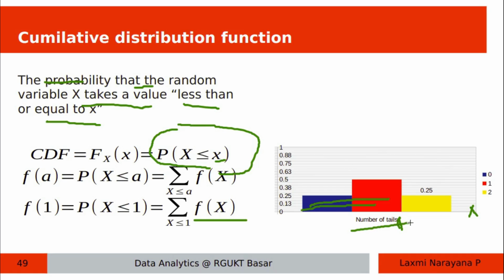Here our experiment is flipping a coin. The number of tails will be the discrete random variable.